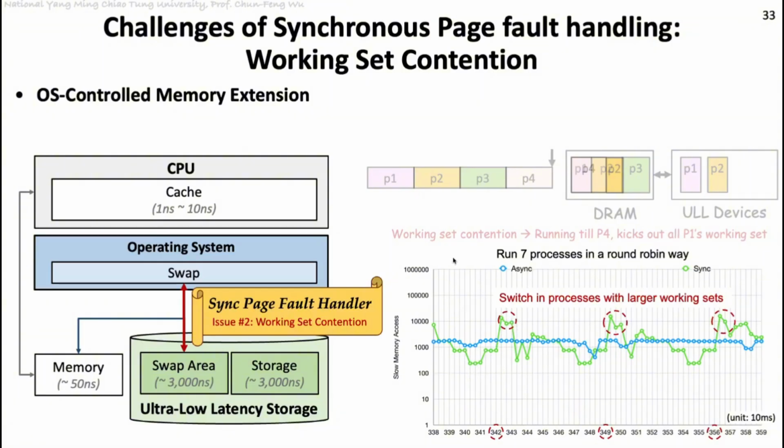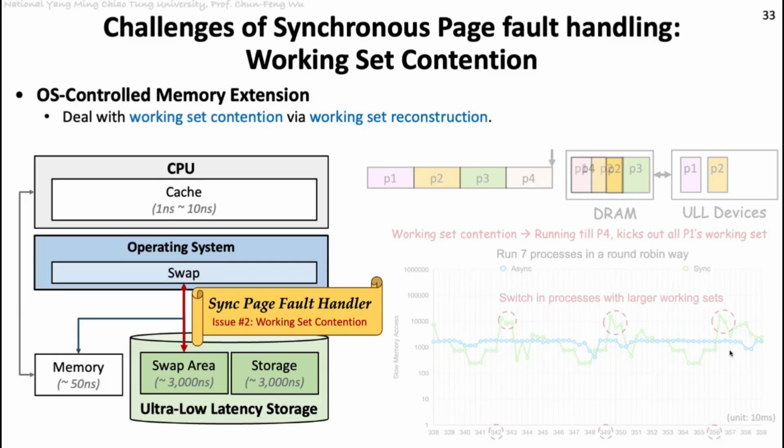But super high means, for example in this scenario, P1's working set is all kicked out, so P1 needs time to reconstruct its working set. Working set reconstruction means moving a lot of data from the storage device to memory. So you can see there are several peaks here, which are the times when some process is reconstructing its pages.